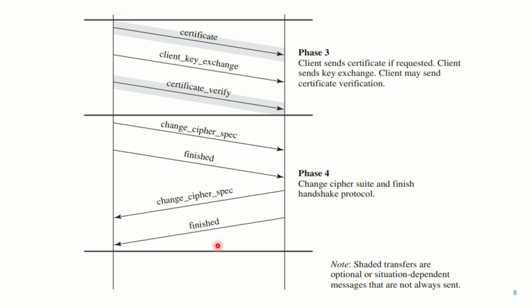So, after the completion of all these phases, the client is authenticated by the server and the server is authenticated by the client. And this is done mainly by exchanging the certificate and key exchanges. So, by this process, the handshake protocol is done.